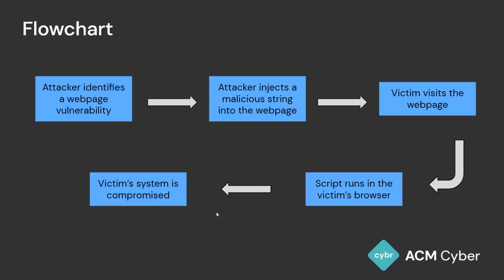If you look at this flow chart, the first two steps are the same, right? The attacker identifies the web page vulnerability and then injects a malicious string. Now it's up to different victims. It's random, not targeted towards anybody. Anyone who visits that web page, that script will run in their browser, and then obviously your system is now compromised, right? That's just a simplified version of the flow.